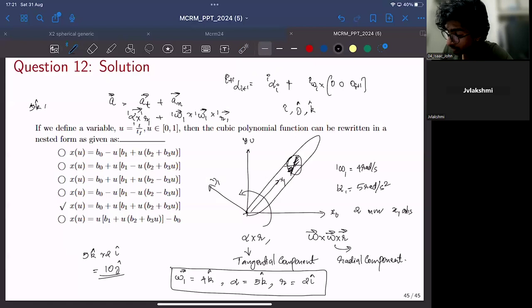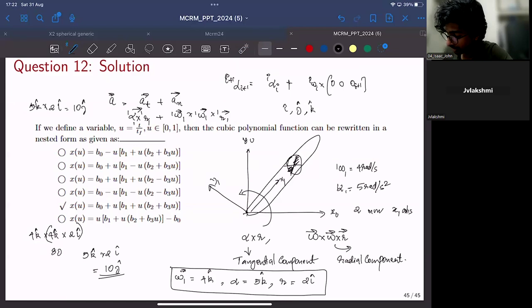5k cross, I guess it's 2i, right? It'll be 10j. Then similarly, if you do this omega cross r, you will get something else. I think omega was 4i, right? Sorry, 4k cross 4k cross 2i. So if I first do this, k cross i would be 8j. And again, you will have this 4k. So 32, k cross j is i, minus 32i.